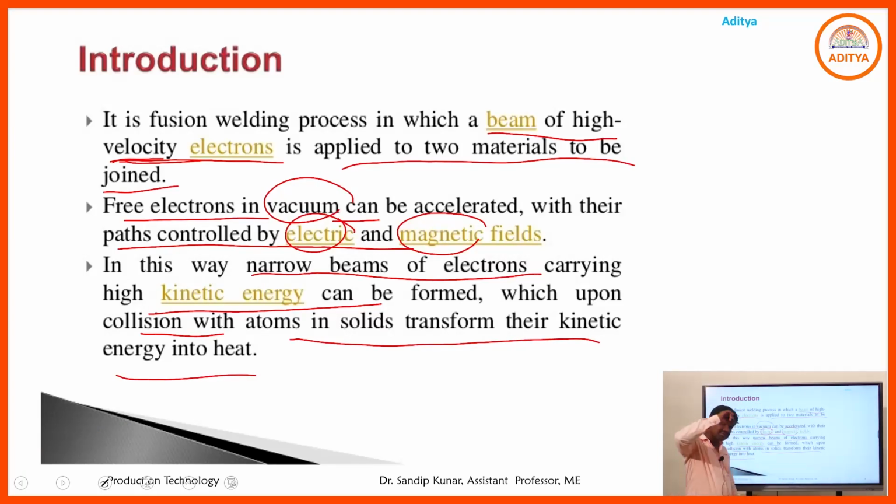The continuous flow of electron beams strikes the workpiece continuously, and after a certain time the workpiece will be heated. Due to the continuous striking of the electron beams, the workpiece will be heated, and due to heating it will be converted into a molten zone or plastic state condition.